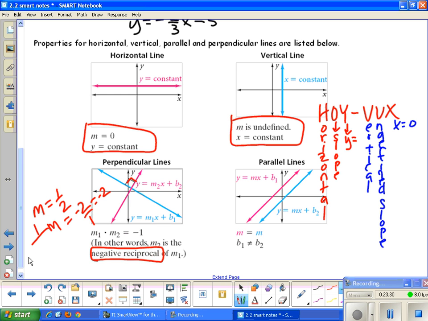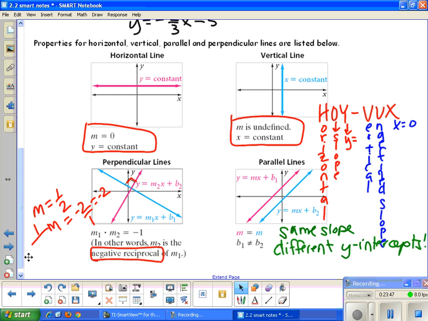And for parallel lines, you have the same slope but different y-intercepts. And again, we will be doing some practice of this tomorrow. So just bring this with you to class.